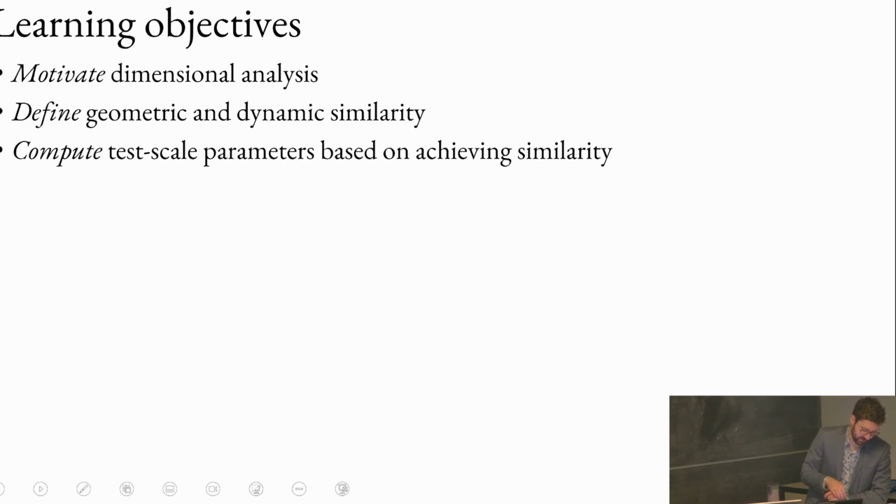Our learning objectives are to motivate why we want to do dimensional analysis, to define the geometric and dynamic similarity conditions, and to use those to compute test scale parameters based on achieving similarity, which is a fancy way to say: if we have some given scale model in a wind tunnel, what does the wind need to be in order to be able to apply the results to the full-scale design?